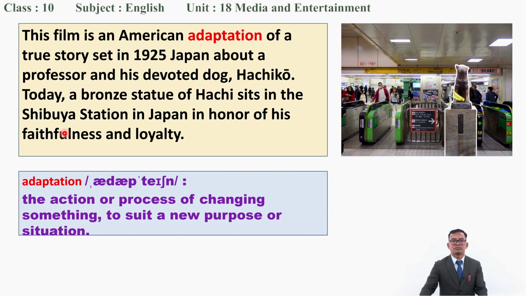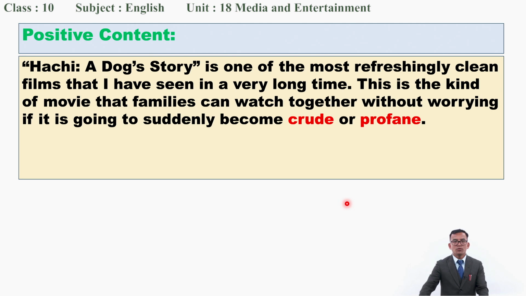Today, you can see in the picture, this is the railway station. What? A bronze statue of Hachi sits in the Shibuya station in Japan in honor of his faithfulness and loyalty. This is Hachi's story. And there are some positive contents that the reviewer finds in the movie. Hachi, a Dog's Story, is one of the most refreshingly clean films that I have seen in a very long time. This is the kind of movie that families can watch together without worrying it is going to certainly become crude or profane.